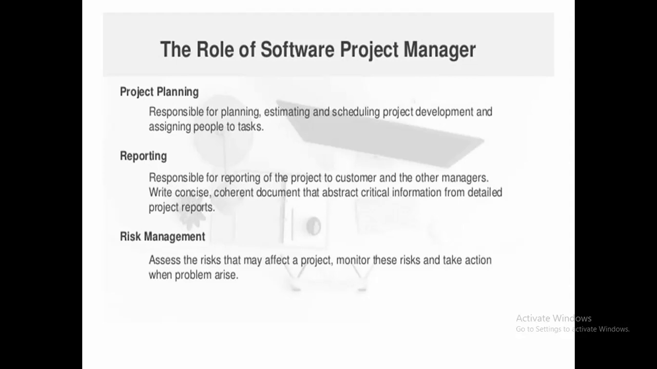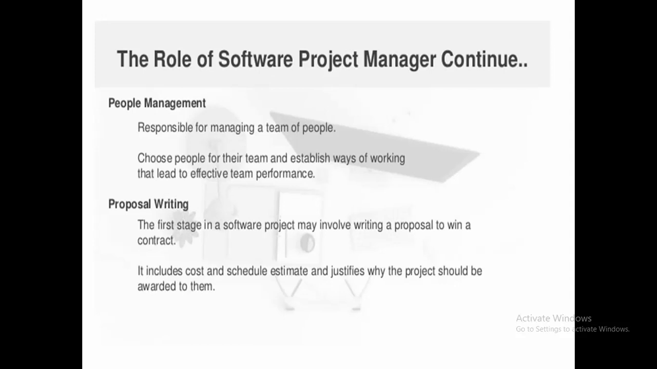Concise, coherent documents that abstract critical information from the detailed project reports. Third is risk management: assess the risks that may affect the project, monitor these risks, and take action when problems arise. These are the roles of software project management. Fourth is people management: responsible for managing a team of people, choosing people for their team, establishing ways of working, and leading to effective team performance.